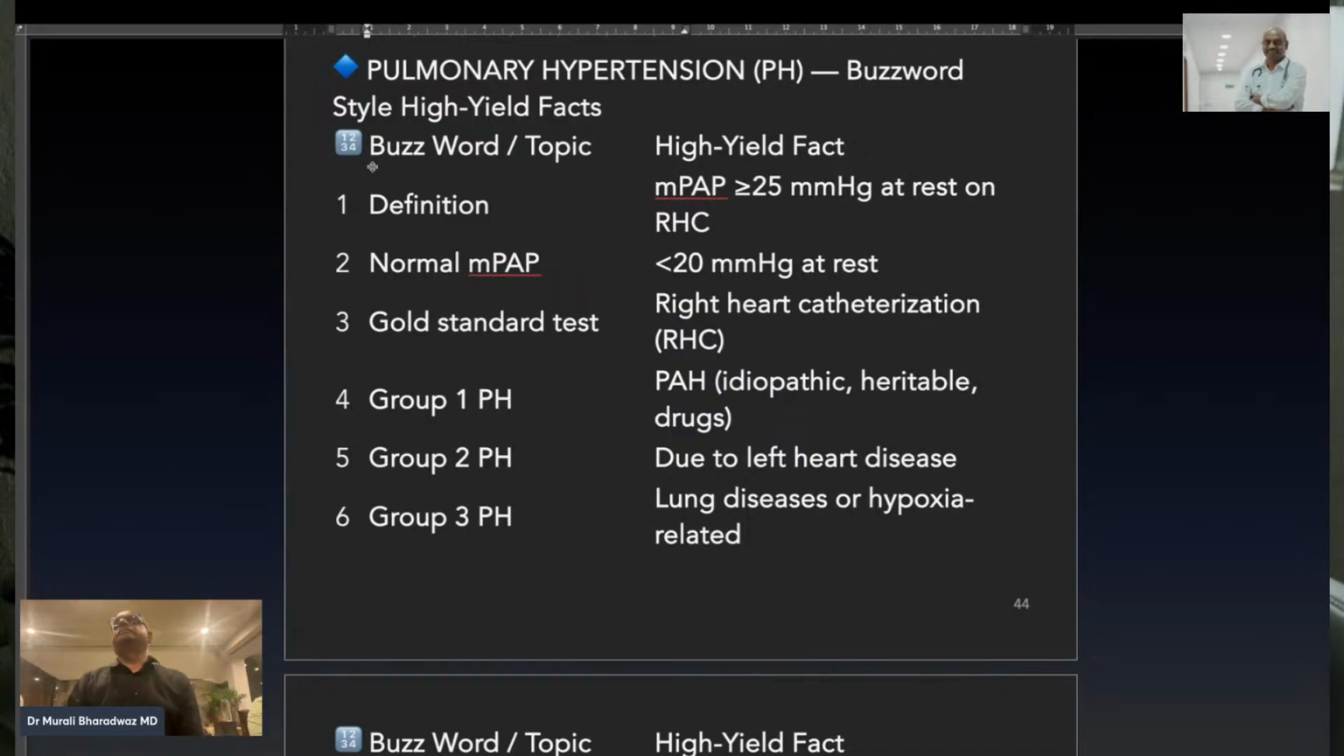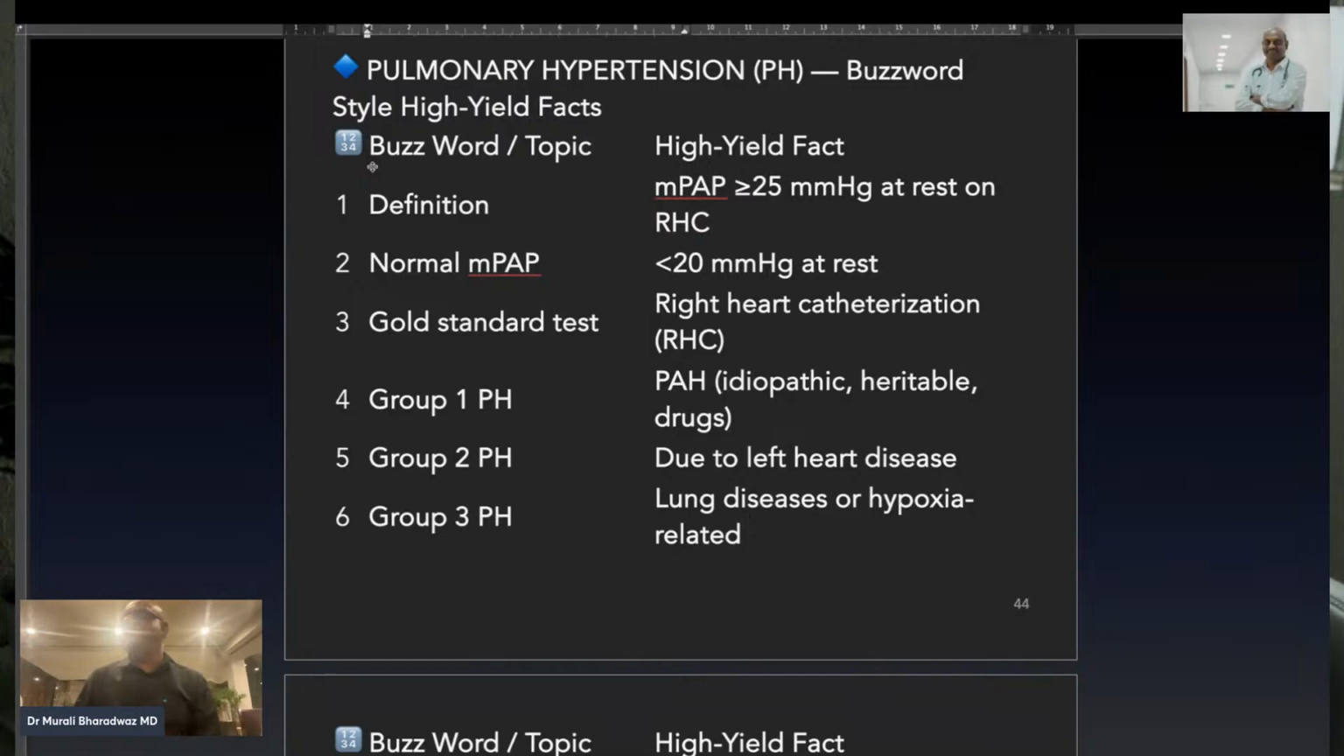Now, how do you define pulmonary hypertension? Systemic hypertension means more than 140 systolic, above 60 diastolic. Regular BP is systemic hypertension. Pulmonary hypertension means the mean pulmonary artery pressure is more than 25 at rest. Normal PAP is less than 20.